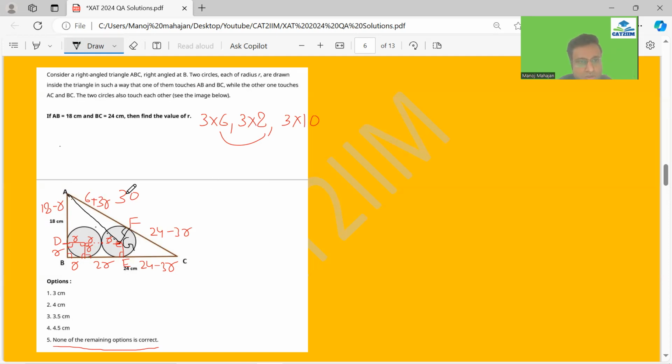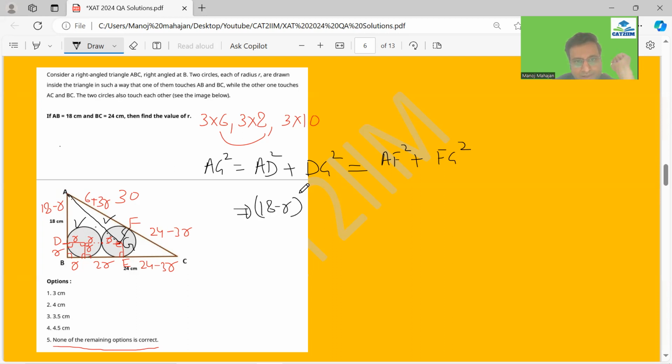Now from this right angle triangle, AG square is AD square plus DG square. And from this triangle, it is equal to AF square plus FG square. So what is AD? We already know it is 18 minus R, square, plus what is DG? If you look, R plus R plus R, that is 3R, right? So that is square of this.